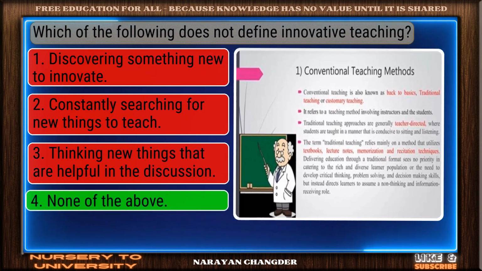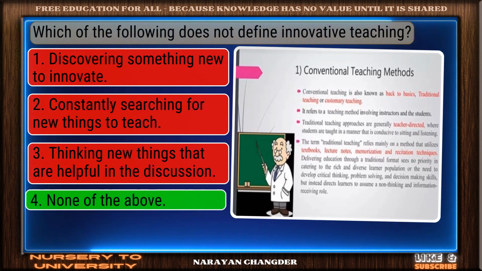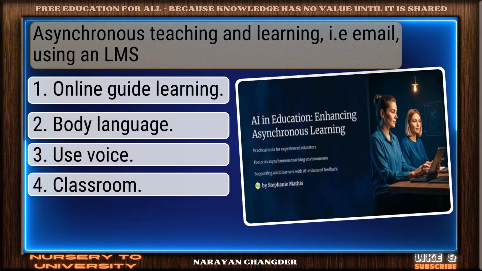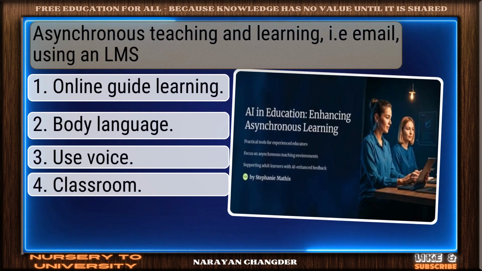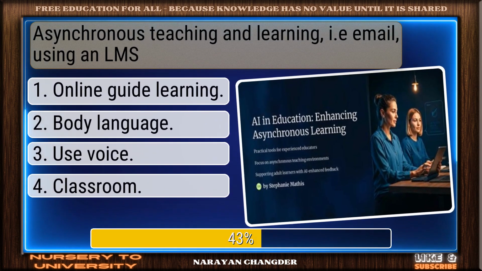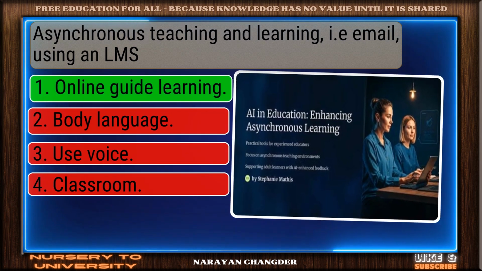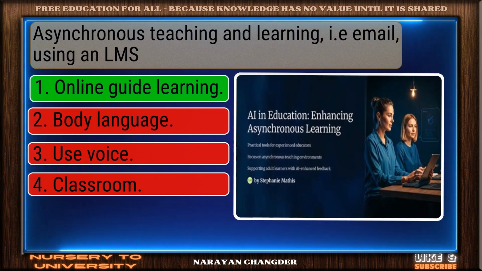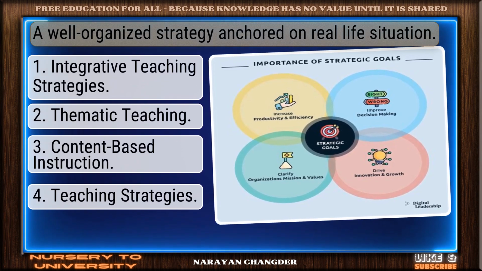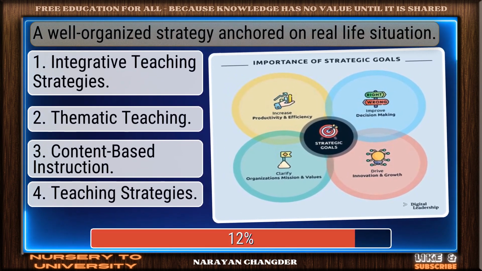Well-reasoned. None of the above is the correct choice. Asynchronous teaching and learning, i.e. email, using LMS. Well picked. Online guided learning is the correct answer. A well-organized strategy anchored on real-life situations.